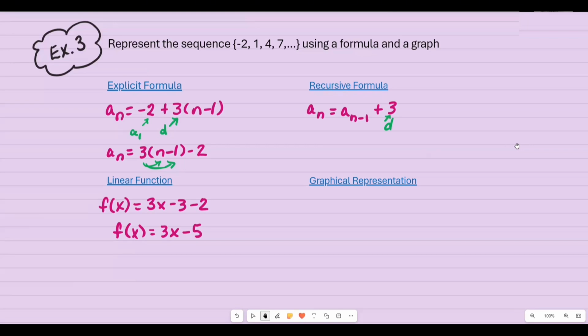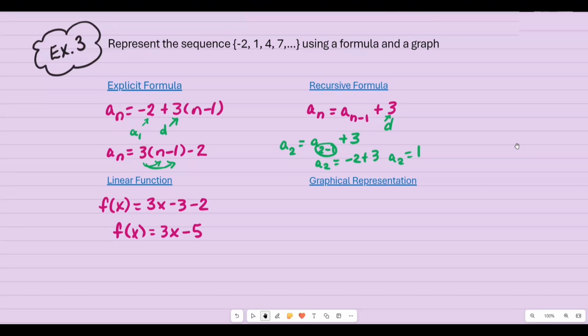So again, just to show you, if I wanted to find a sub 2, it's a sub 2 minus 1 plus 3. This really becomes a sub 1, and I already know that a sub 1 was my first number, negative 2. So I'm just going to put that this is replaced with negative 2 plus 3. So therefore, I know that my second term should be 1. And if I look above, my second term is actually 1. You can do that for any term that you would like.